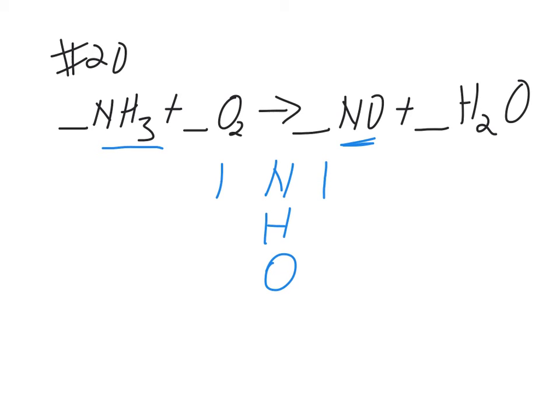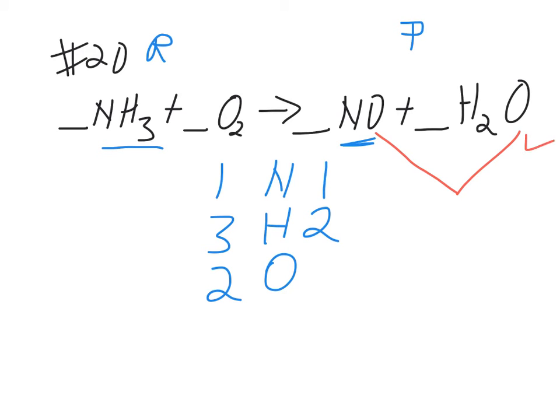How many hydrogen do I have on the reactant side? Remember, the reactant side is to your left. That's 3. And how many hydrogen do I have on my product side? I have 2, right? How many oxygen do I have on my reactant side? 2. And how many oxygen do I have on my product side? I have 1 here and 1 here, so that's going to equal 2, right? Anytime you have a plus in the middle, you always add those 2 separate ones together.